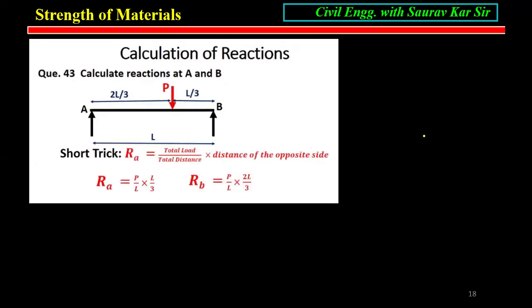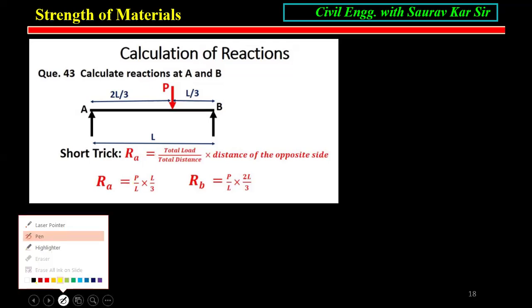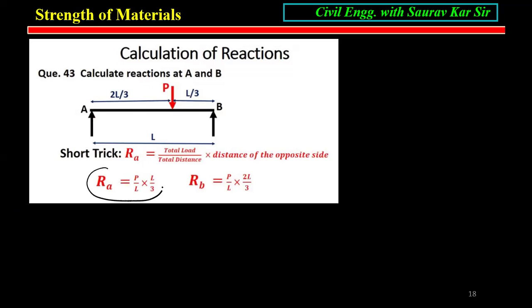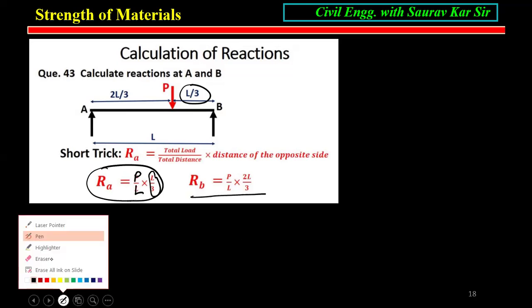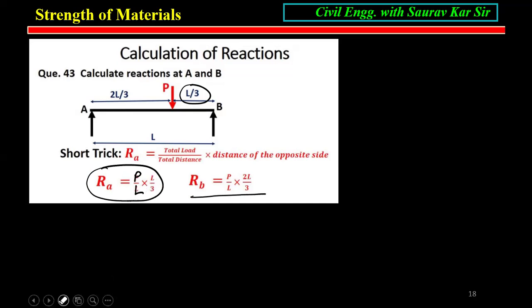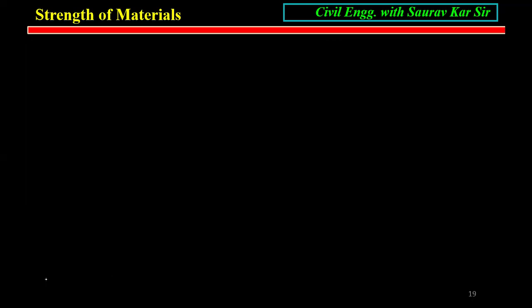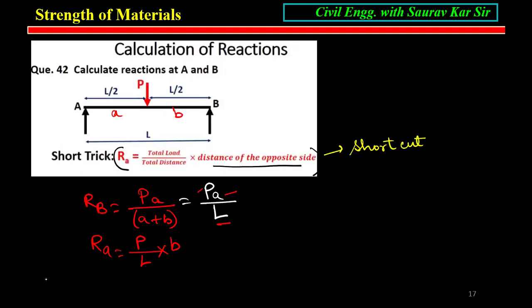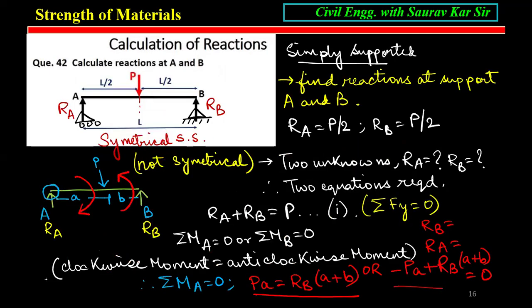Similarly, at unequal distance, RA equals total load P by total length L into the opposite length, L by 3. The opposite of A is L by 3. And similarly, RB equals P by L into 2L by 3. So this works for any simply supported beam with a point load.